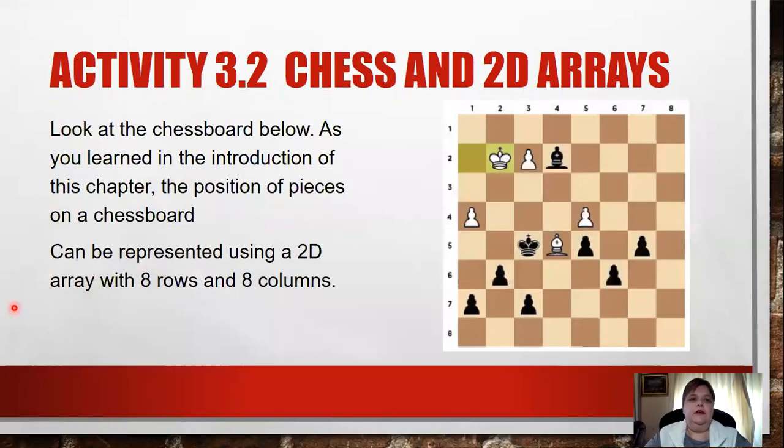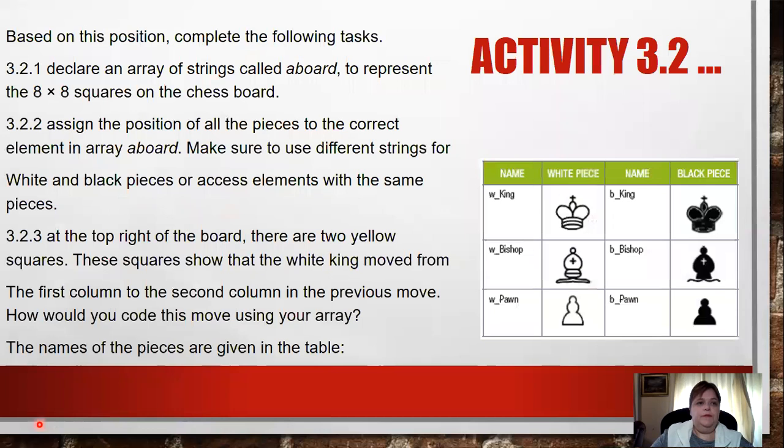Okay, so activity 3.2, I'm going to read through it. You are going to finish it for homework. Look at the chessboard below. As you learned in the introduction of this chapter, the position of pieces on a chessboard can be represented using a 2D array of 8 rows and 8 columns. Okay. Based on this position, complete the following tasks.